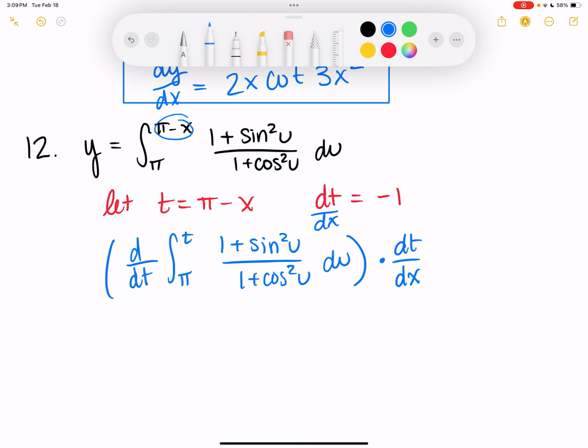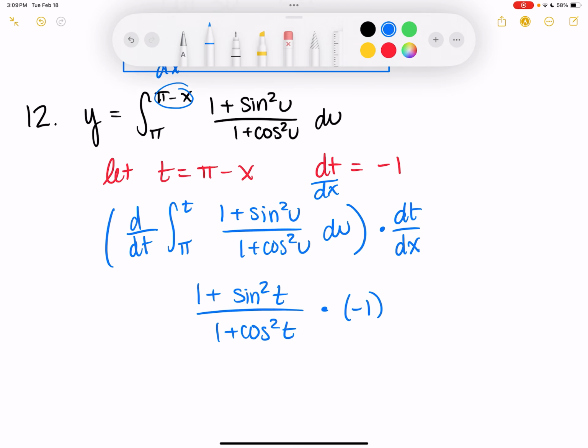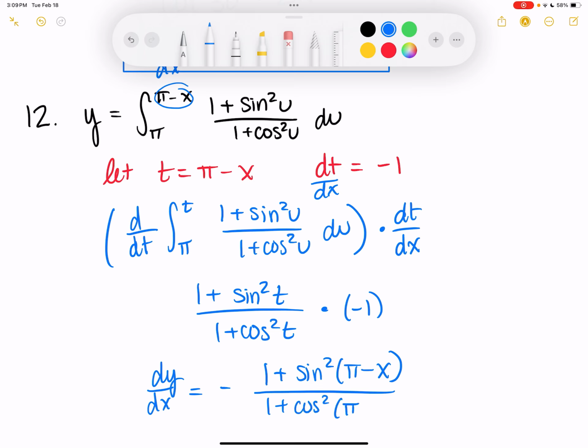All right, so anywhere I see a u, I'm going to replace it with a t. So I've got 1 plus the sine squared of t over 1 plus the cosine squared of t, times dt/dx, which we already found is -1. So basically I just need to throw the negative out front and replace the t with pi minus x. So dy/dx equals negative (1 plus sine squared of pi minus x) over (1 plus cosine squared of pi minus x).